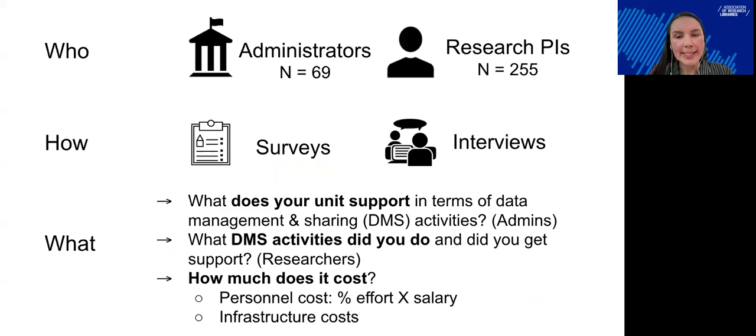This was a mixed method study that recruited both administrators of institutional units who support or supported data management and sharing services, as well as researchers who completed an NIH, an NSF, or a Department of Energy (DOE) funded research project in the last 10 years. So approximately the time these agencies started to have broader data sharing requirements, largely thanks to the Holdren memo.